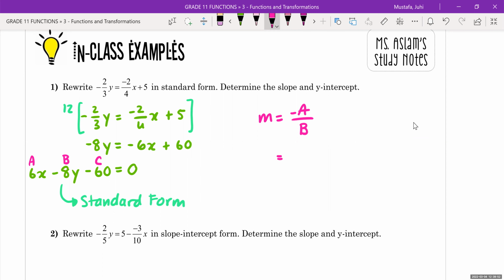So when I just plug in those numbers, I'm going to get negative 6 over negative 8, and that's going to reduce to 2 over 3. I totally messed that up.